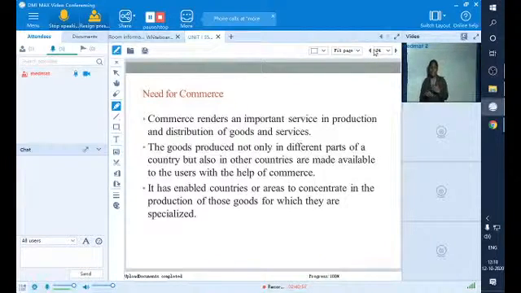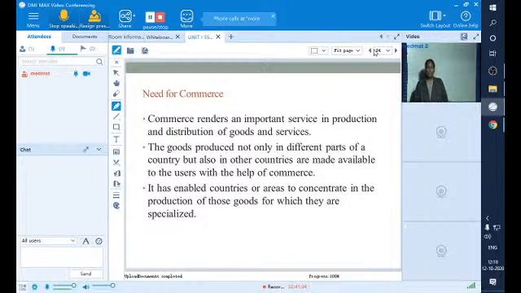Now we are entering into the need for commerce. For what purpose? Why do I need commerce? Commerce renders an important service in production and distribution of goods and services. So it is going to give you an important service in terms of production and distribution of goods and services from one place to another. So this is what we can see as commerce.